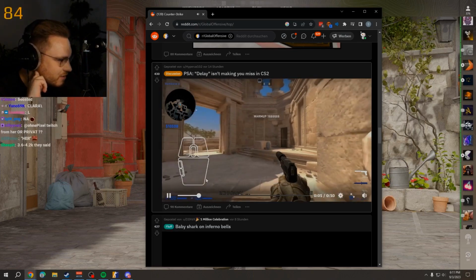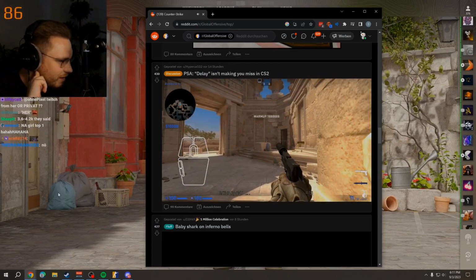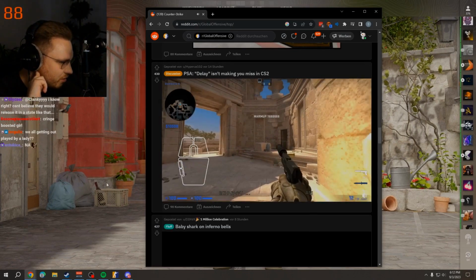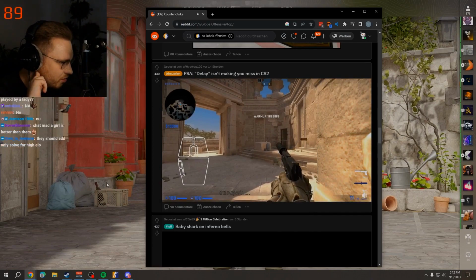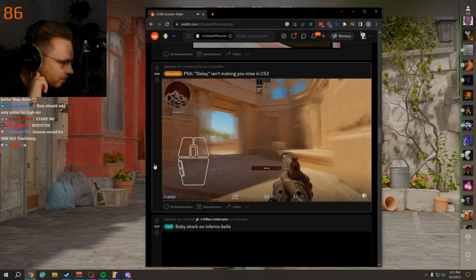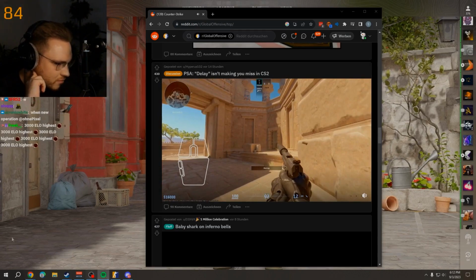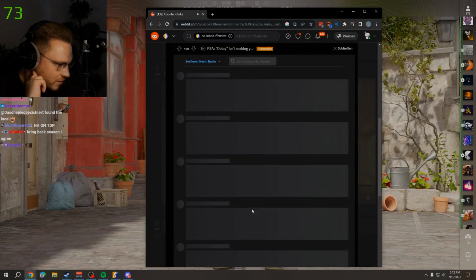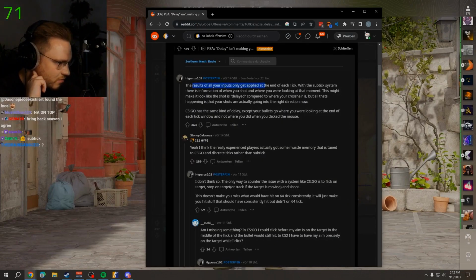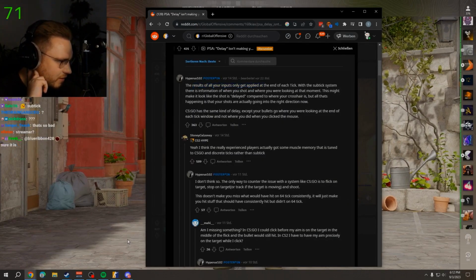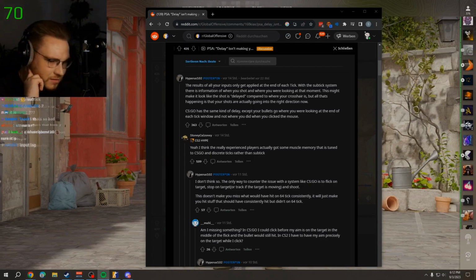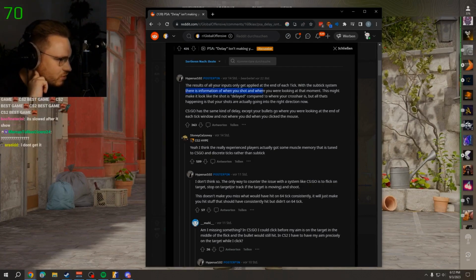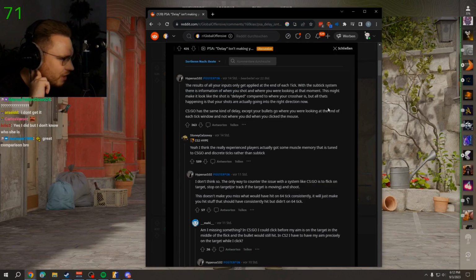Delay isn't making you miss in CS2. Yeah, but it's slowed down. Like, how long is it? No shot. The results of all your inputs only get applied at the end of each tick. The subtick system has information of when you shoot and where you were looking at that moment.